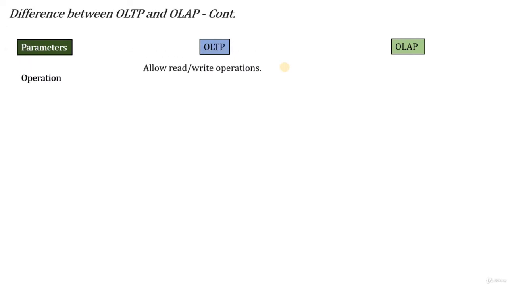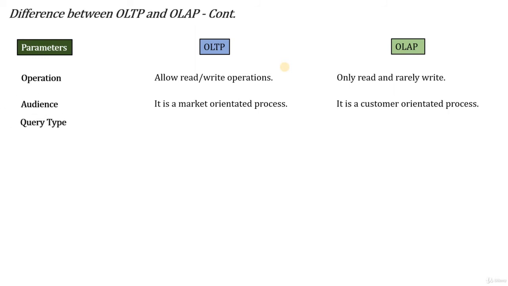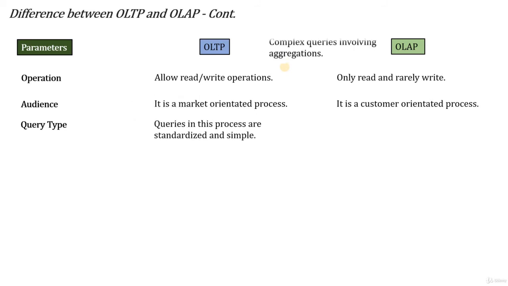When it comes to the operation, OLTP allows only read and write operations, but in OLAP only read and very rarely write. Very rarely are you going to manipulate the data. The next parameter is audience. OLTP is a market-oriented process, but OLAP is a customer-oriented process. The next parameter is query type. Queries in OLTP are standardized and simple, but complex queries are there in the case of OLAP.